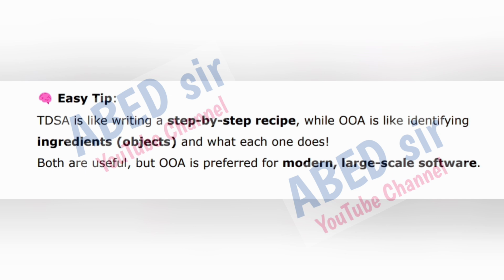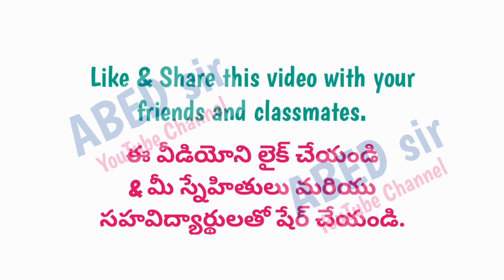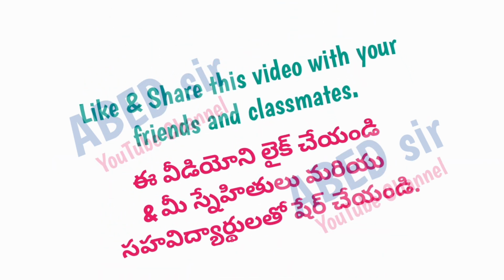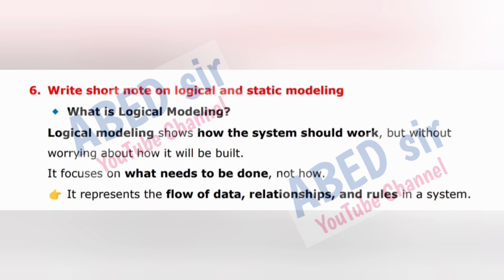Easy tip. TDSA is like writing a step-by-step recipe, while OOA is like identifying ingredients, objects, and what each one does. Both are useful, but OOA is preferred for modern, large-scale software. Next important long question is: 6. Write a short note on logical and static modeling.